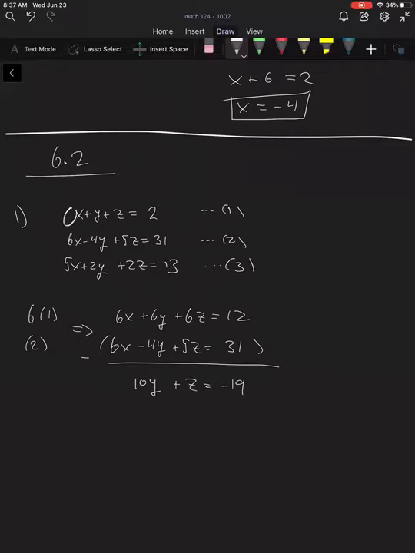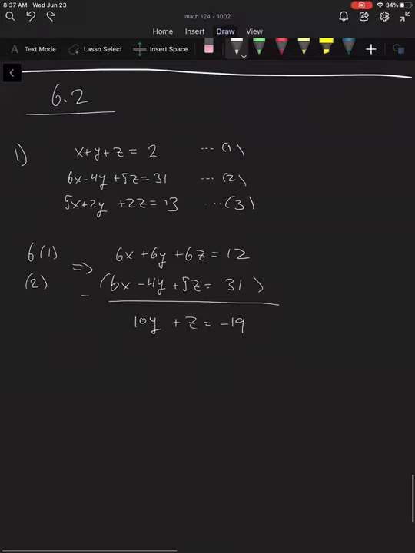Again, we have a 1 in front of the x right here and a 5 right here. So to make sure that we get a 5 in front of the x on the first equation, let's do 5 times the first equation. And then we'll take our third equation. So 5 times the first equation, we get 5x plus 5y plus 5z is equal to 10. And then equation number 3, 5x plus 2y plus 2z is equal to 13.